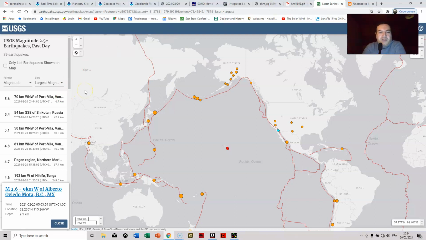Earthquakes. Let's look at the earthquake map. There isn't much going on at the moment of speaking, but remember, we are still in that solar wind stream and things could change in a matter of hours or even in the coming days.